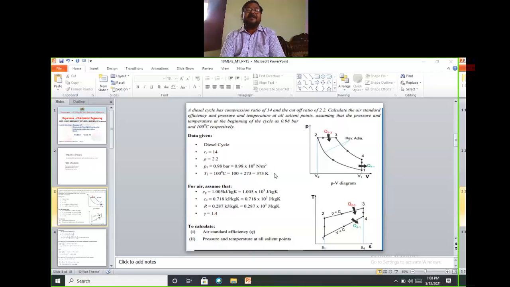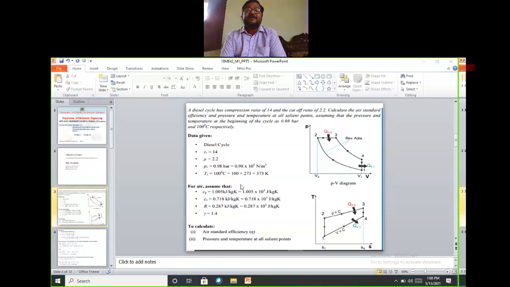Every time I said this, for example, assume the air specific heat, specific volume, the universal gas constant and the ratio of specific heats. Gamma is the ratio of specific heats. Cp is the specific heat at constant pressure, Cv is the specific heat at constant volume, and R is the universal gas constant. Gamma is the ratio of specific heats, that is Cp by Cv. If you divide this Cp by Cv, you will get gamma.